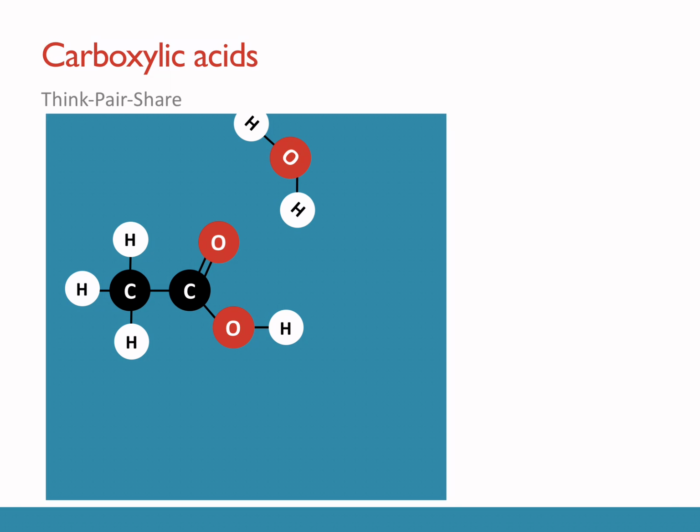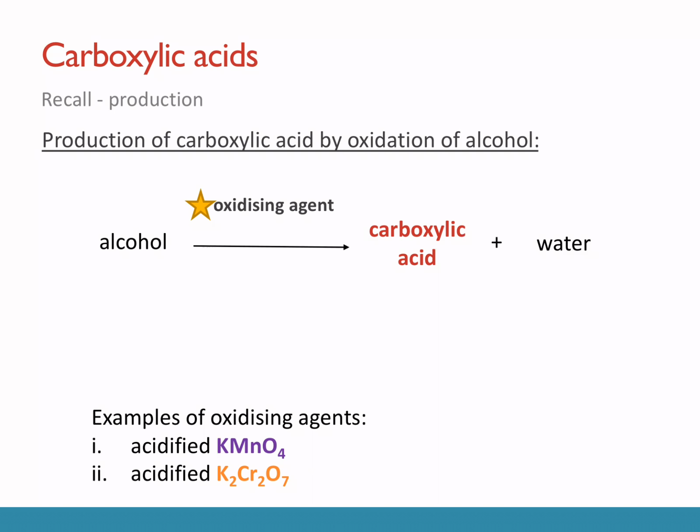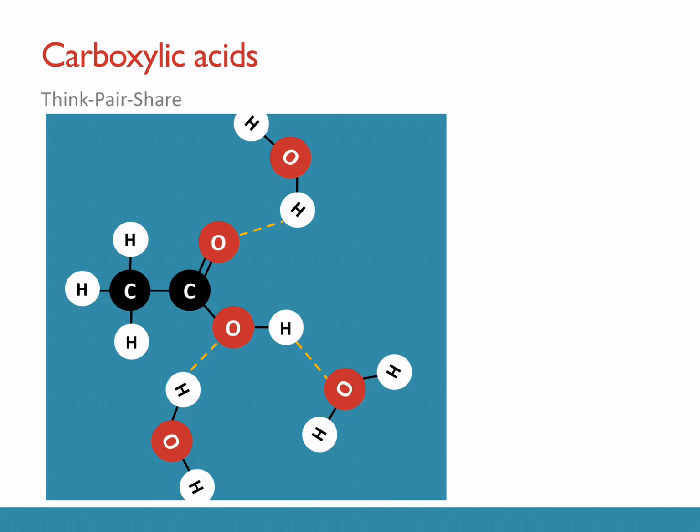Okay, so first, the carbonyl oxygen can bond with the hydrogen of the water molecule. Next, the oxygen of the alcohol group, the hydroxyl group, can also bond with the hydrogen of a water molecule. Lastly, we have the hydrogen of the carboxylic hydroxyl group being able to interact with the oxygen of the water molecule. Okay, so you can draw this diagram to note the three hydrogen bonds that can be formed when carboxylic acid is in water.